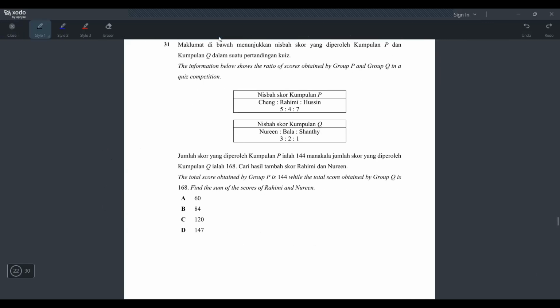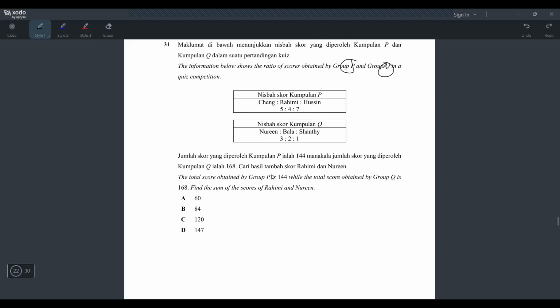Let's go. 31. The information below shows the ratio of scores obtained by Group P and Group Q in a quiz competition. So Group P, there's Cheng, Rahimi, Hussein, and that's the ratio. And then this one is also ratio. So this one is under Form 1. Ratio you learn in Form 1. Kalau tak silap saya is Form 1. Yeah. So let's see what they want.